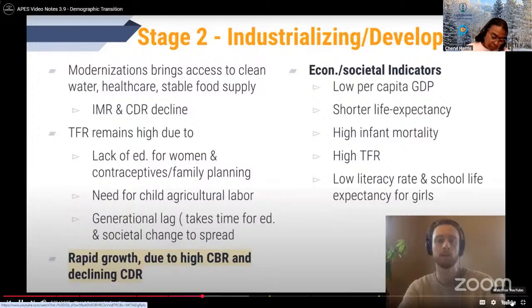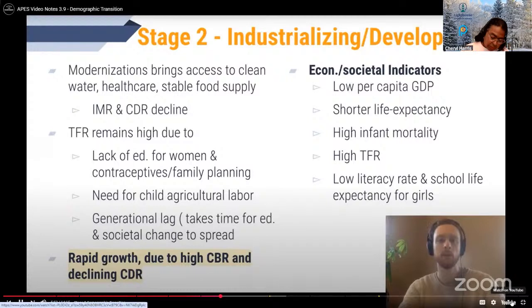Next, we have stage 2, which is where most of the world's population is currently. In stage 2, modernization has begun, and parts of the country are making that shift from an agrarian economy to a manufacturing-based one. And this brings increased wealth and access to clean water, a more stable food supply, healthcare access for more people, so more children are surviving, they're getting vaccines, they're getting the nutrition they need. So we're going to see infant mortality rate and death rate drop pretty substantially.